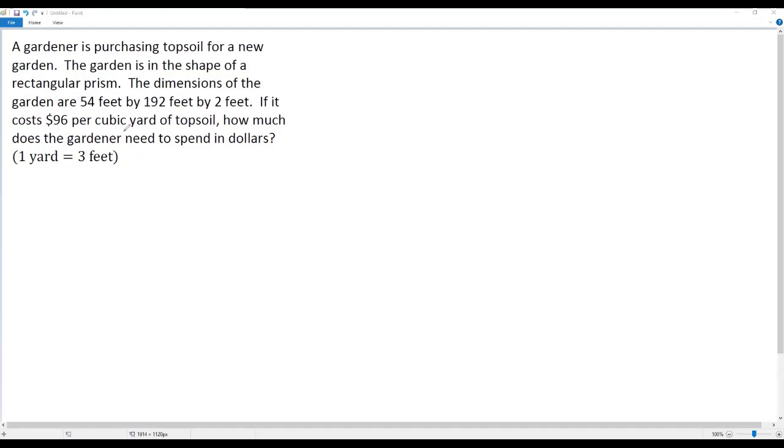Here we have a SAT math problem. Okay, let's go to the question. A gardener is purchasing topsoil for a new garden. The garden is in the shape of a rectangular prism. The dimensions of the garden are 54 feet by 192 feet by 2 feet. If it costs $96 per cubic yard of topsoil, how much does the gardener need to spend in dollars?